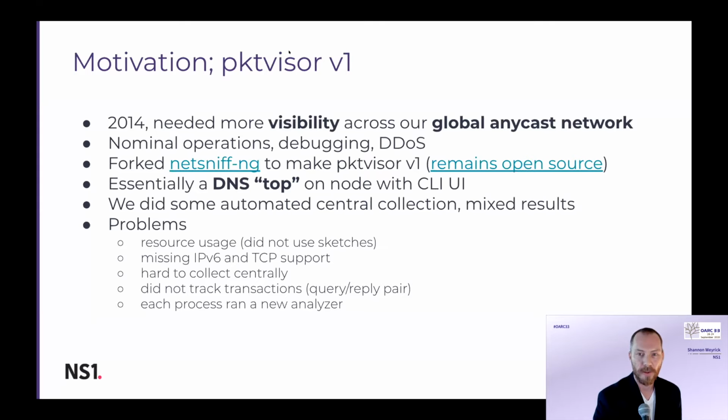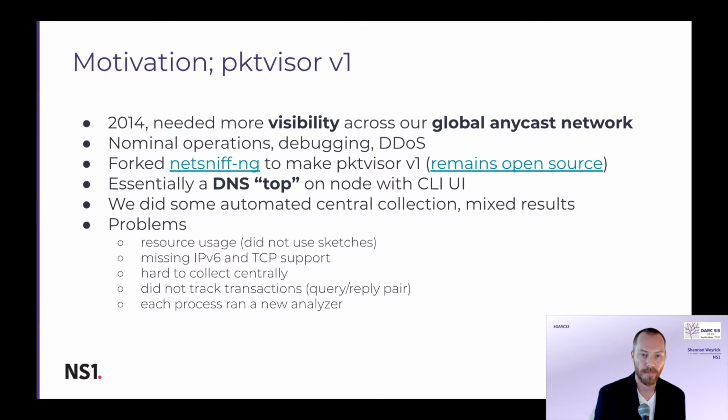So I wanted to set up a little motivation for where pktvisor came from. So the newest version that's out is V3. There was a V1, and that goes all the way back to 2014. And when NS1 was still a pretty new company, and we needed visibility across our global anycast network. So we are a managed DNS provider. We provide authoritative DNS. We have 26 POPs around the world in our main network that we operate.